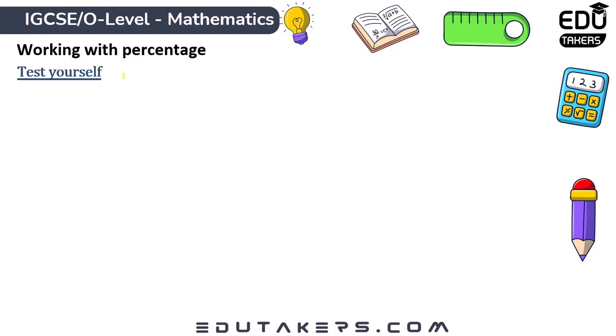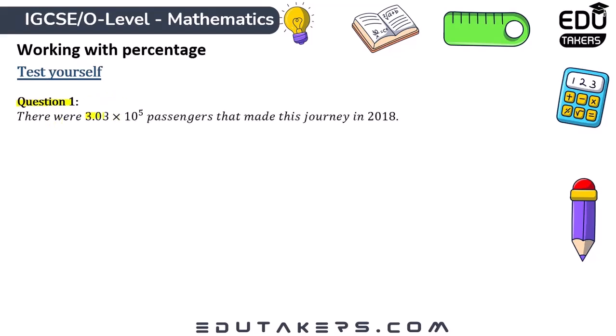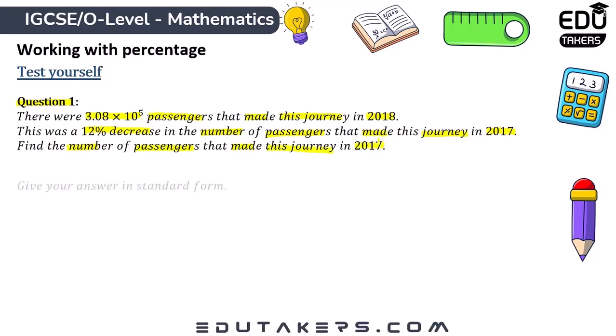An exercise for you to practice. Question number 1. There were 3.08 times 10 to the power 5 passengers that made this journey in 2018. This was a 12% decrease in the number of passengers that made this journey in 2017. Find the number of passengers that made this journey in 2017. Give your answer in standard form. It's a 3-mark question.